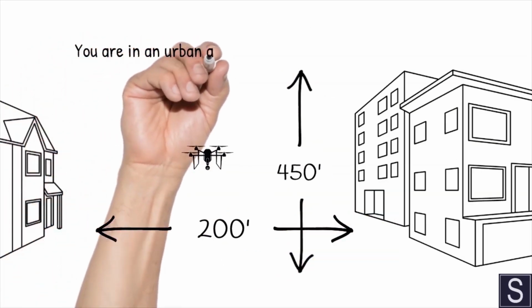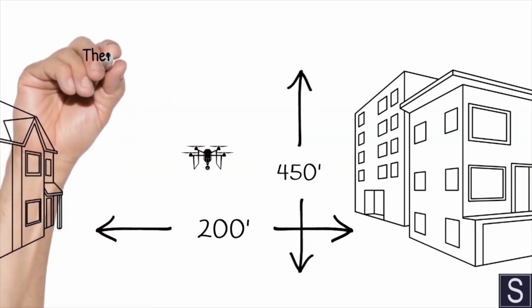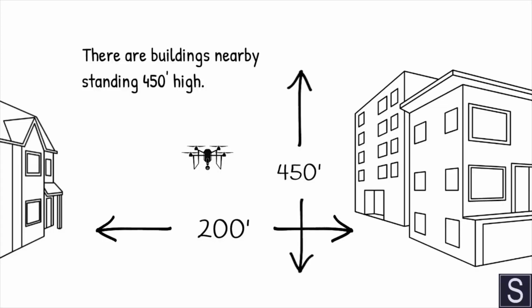You are in an urban area in uncontrolled airspace. There are buildings nearby standing 450 feet high. What is the maximum certified altitude for an RPAS pilot? The answer is 550 feet AGL.